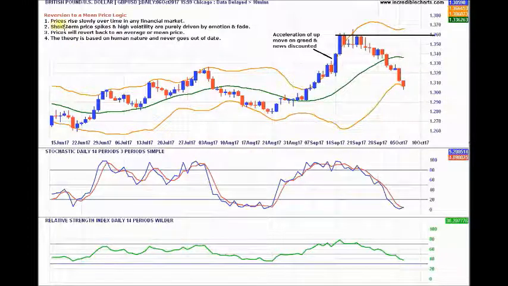Okay. Prices rise slowly over time in any financial market. Look at any chart you want and you'll see that. Short-term price spikes and high volatility are purely driven by human emotion, greed or fear. They fade, they're temporary. You can see any big price spike on a chart, it's going to fade back. Prices will normally revert back to an average or mean price. So with a simple moving average, you're smoothing out those short-term fluctuations. We're going to be using a 20-day moving average in our example.